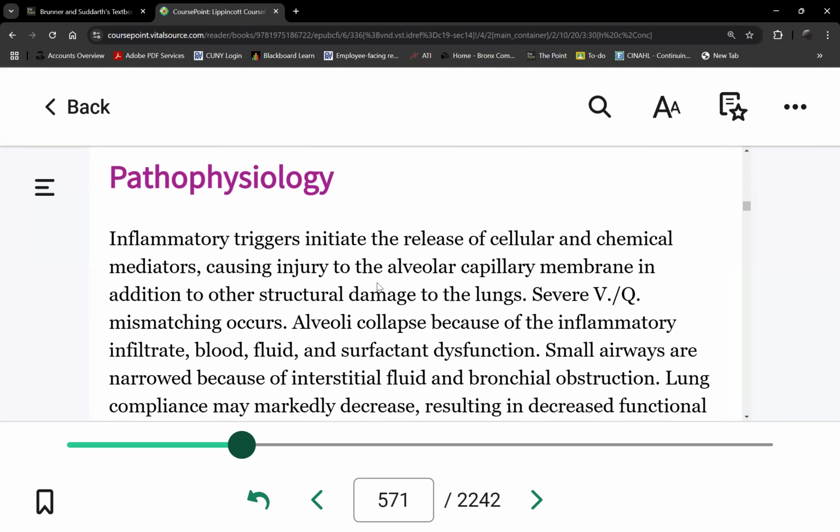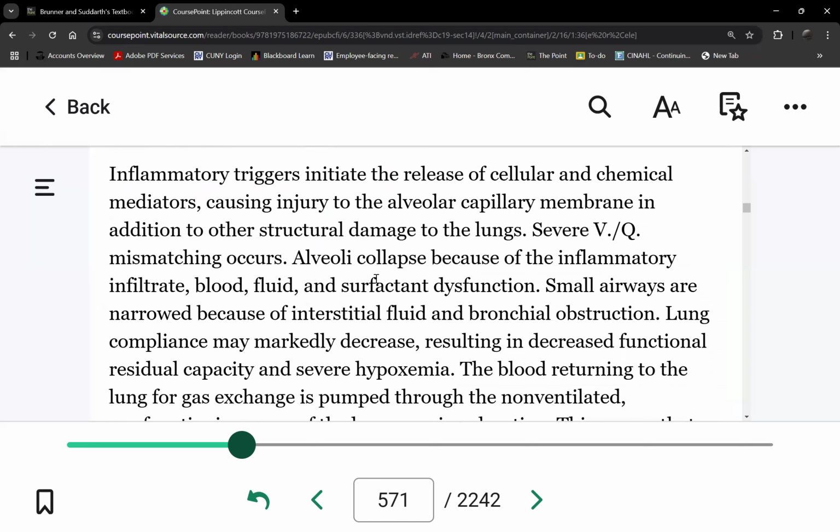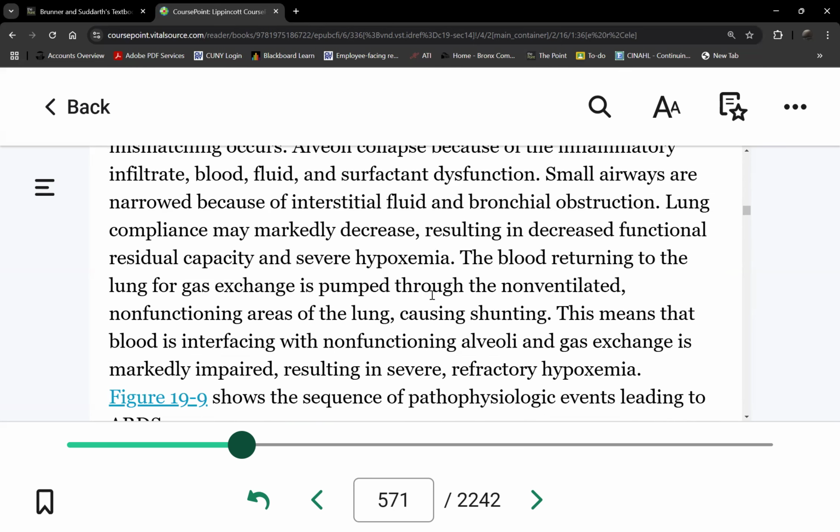So I mentioned the capillary leak. So here, we got alveoli collapse because of the inflammatory infiltrate. You lose surfactant, so the alveoli collapse and fill with water.